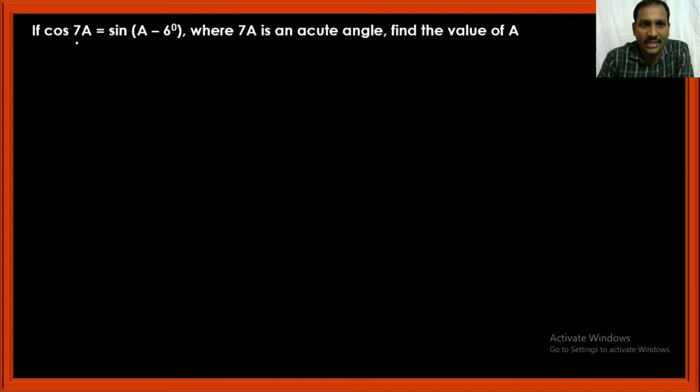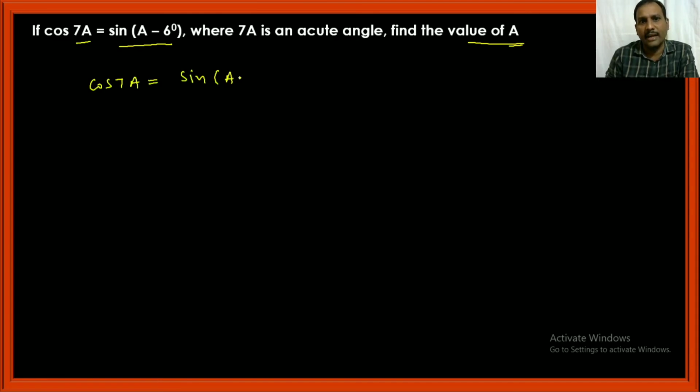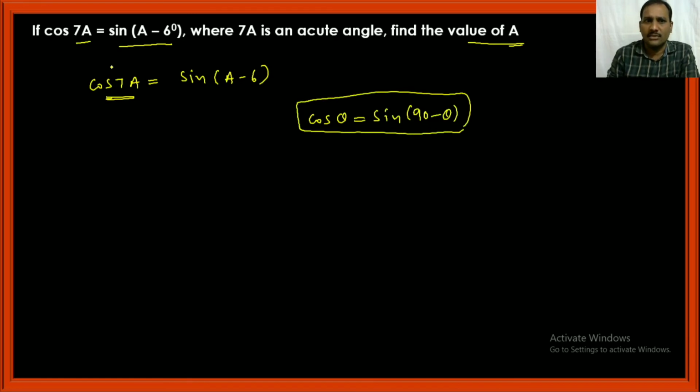Next, if cos 7a equals sine a minus 6, where 7a is an acute angle, find the value of a. So here what is given, cos 7a is equal to sine a minus 6. Now here cos 7a, can I write cos theta as sine 90 minus theta? Yes, so I am writing cos 7a as sine 90 minus 7a, which is equal to sine a minus 6. So sine 90 minus theta is cos theta.